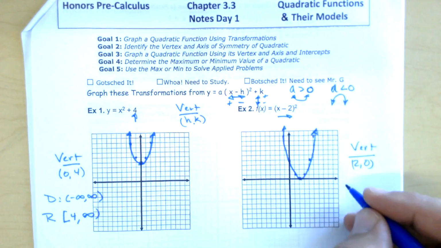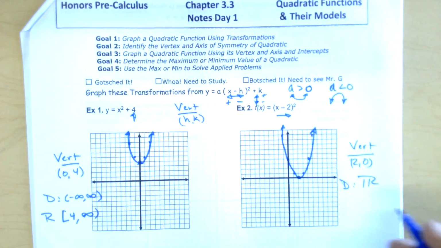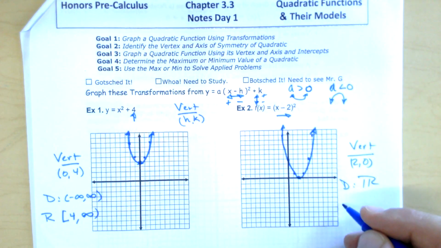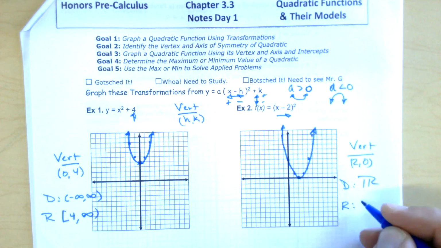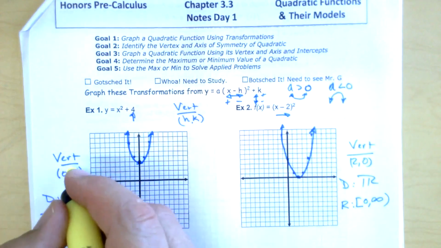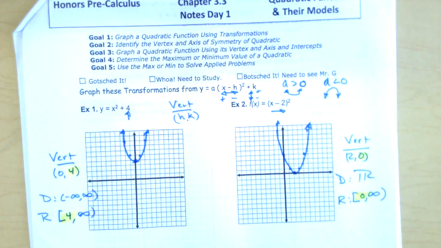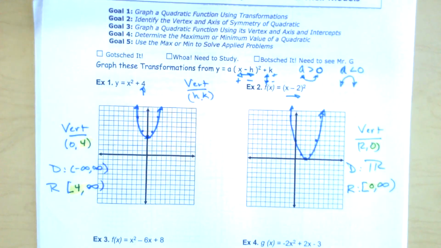And then from there, you know your domain is all reals. Again, if you want to do the fancy R, that's fine. And then your range is bottoms up. And it starts all the way at 0 and goes all the way up to infinity. Make sure, again, you guys remember the vertex's Y value is where we're getting our range value. Okay.